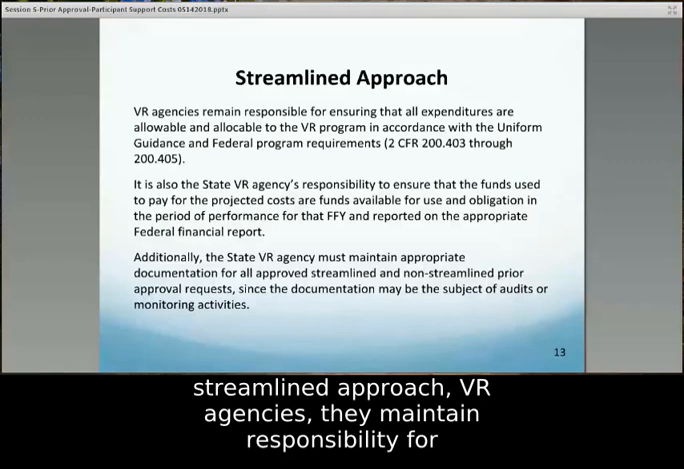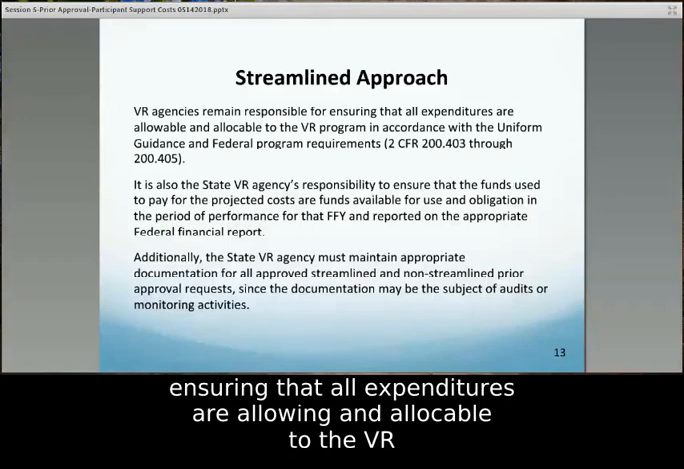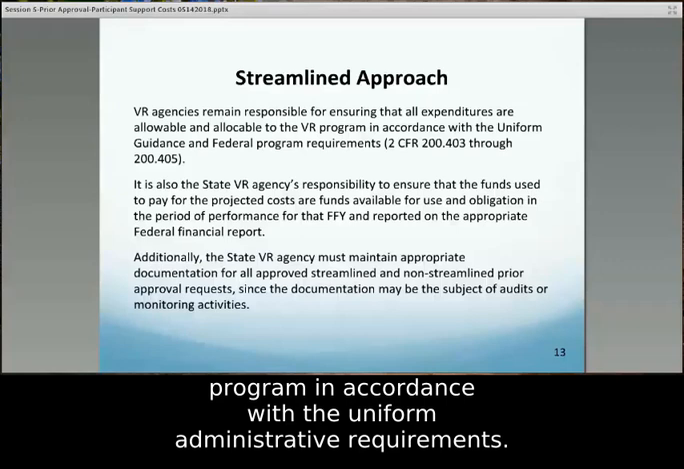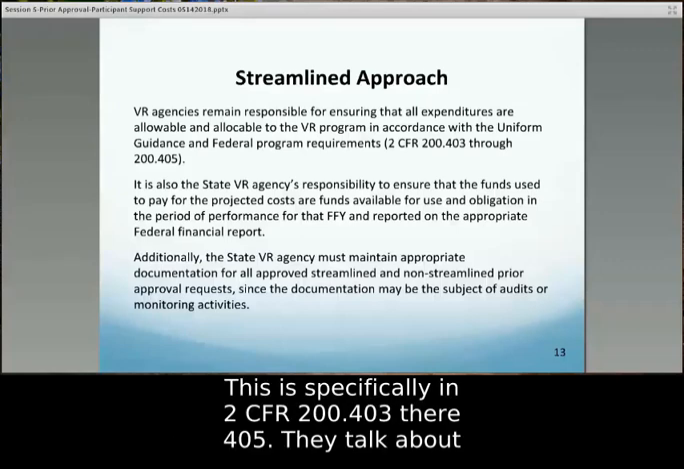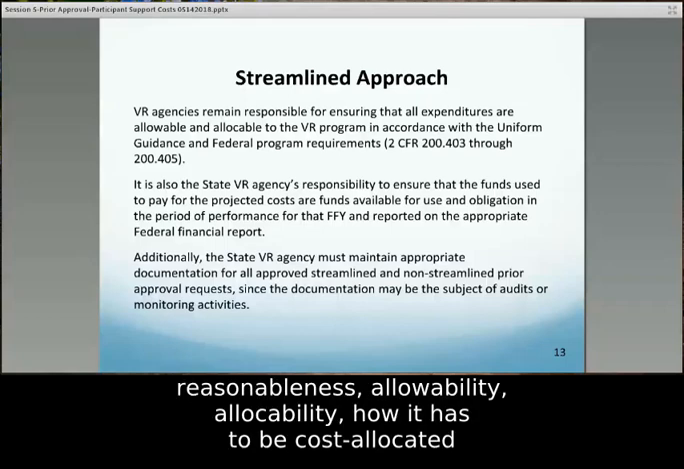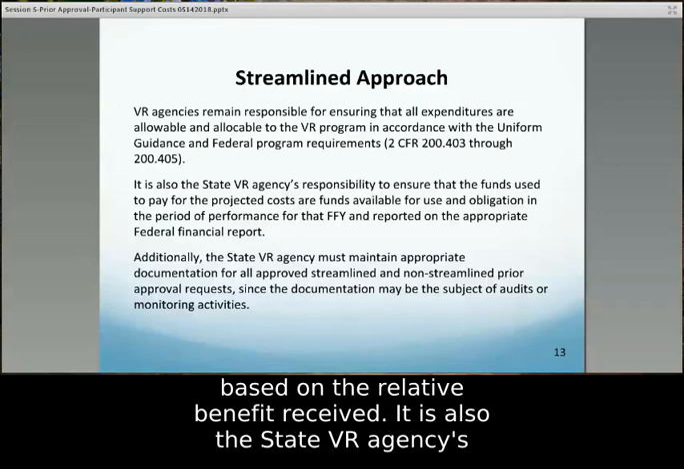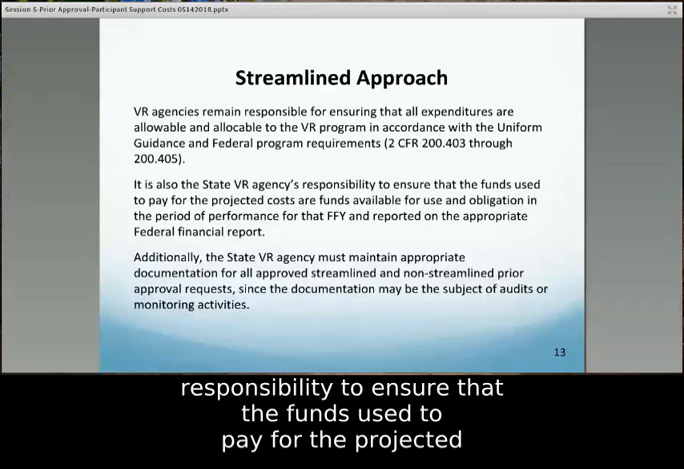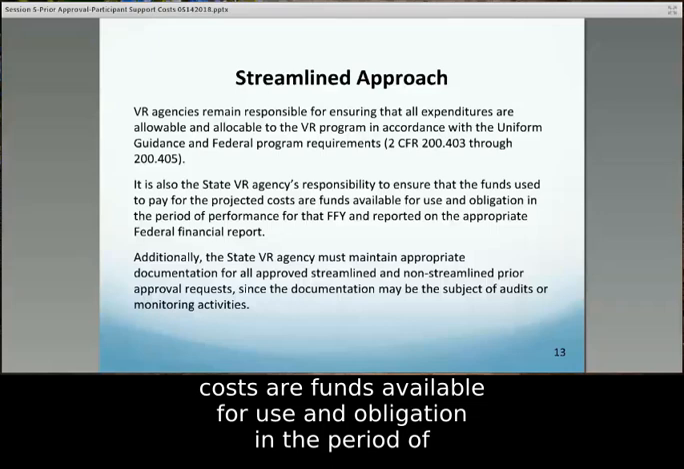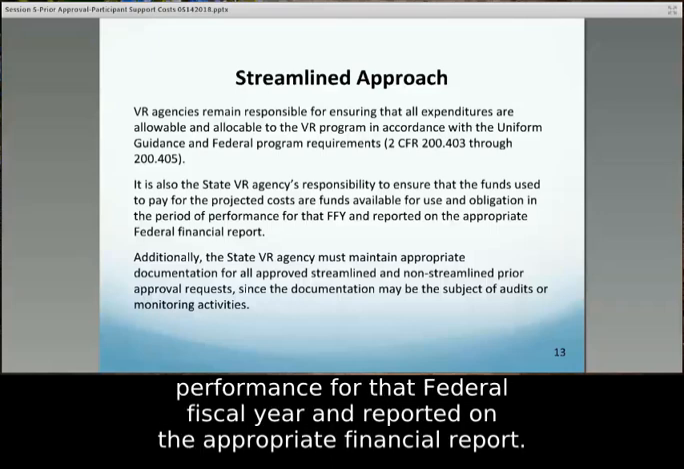So regarding the streamlined approach, VR agencies maintain responsibility for ensuring that all expenditures are allowable and allocable to the VR program in accordance with the Uniform Administrative Requirements. This is specifically in 2 CFR 200.403 through 405 that talk about reasonableness, allowability, allocability, how that has to be cost allocated based on the relative benefit received. It is also the state VR agency's responsibility to ensure that the funds used to pay for the projected costs are funds available for use and obligation in the period of performance for that federal fiscal year and reported on the appropriate financial report.